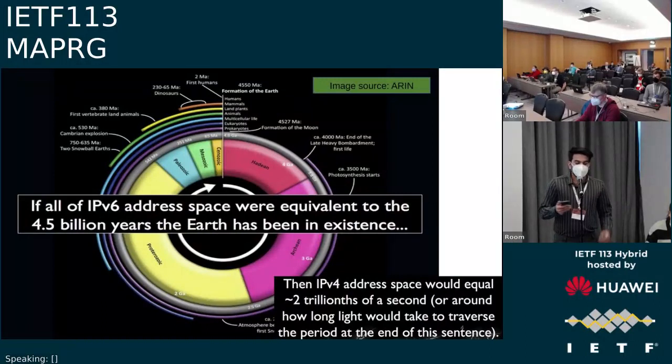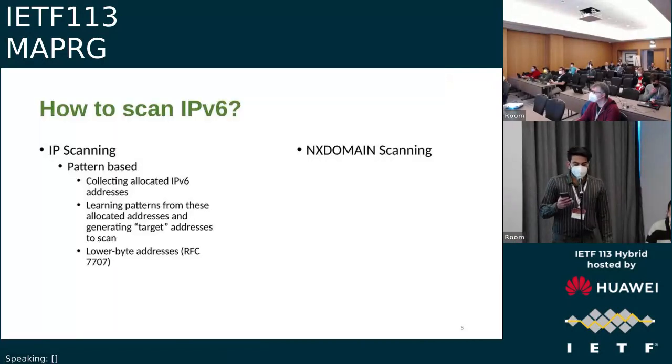Just to hammer in the point of how much bigger the IPv6 space is in relation to IPv4, this image helps me hammer it down really well. Let's say all of the IPv6 address space were equivalent to the 4.5 billion years the Earth has been in existence. The IPv4 address space would equal 2 trillionths of a second, or the time that light would take to traverse the period at the end of this sentence. So basically, you just cannot brute force it. It's not really possible.